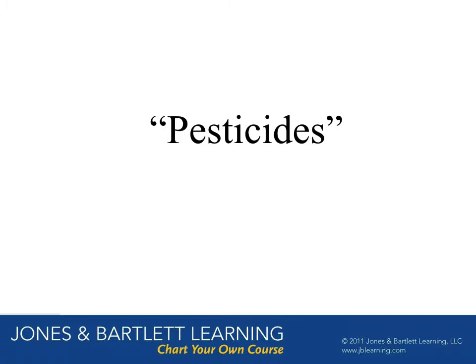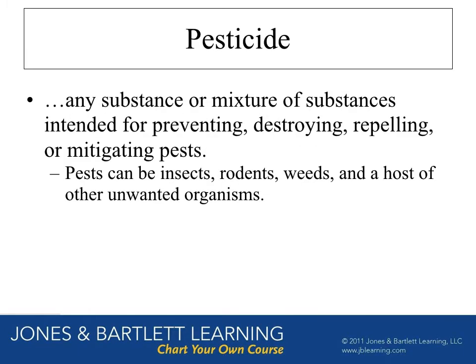So we'll move on into pesticides first, and we'll talk more about the general categories of organic chemicals in a minute. Pesticides. A lot of people talk about pesticides and they think insecticides only, but a pesticide is a very broad category. It's any substance or mixture intended for preventing, destroying, repelling, or mitigating pests. And pests can be insects, rodents, weeds, and a host of other things like mold or microbes. All of those kinds of things.